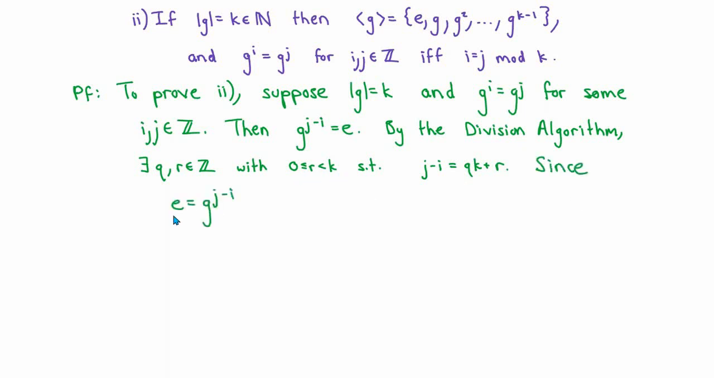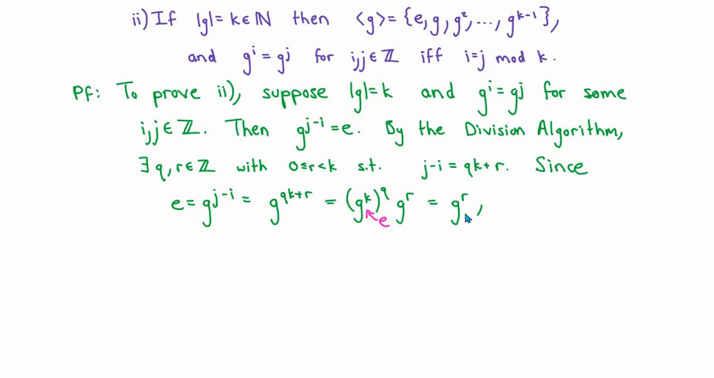Then, since the identity element is g to the j minus i, by using properties of exponents, I can write this as g to the k to the q power times g to the r. And since the order of the element g is k, I know that the quantity in the parentheses here is the identity. Therefore, I find that the identity is equal to g to the r.